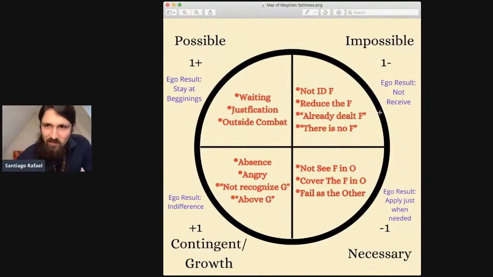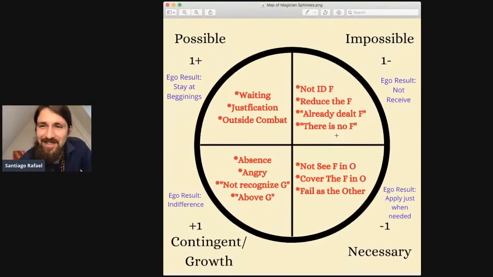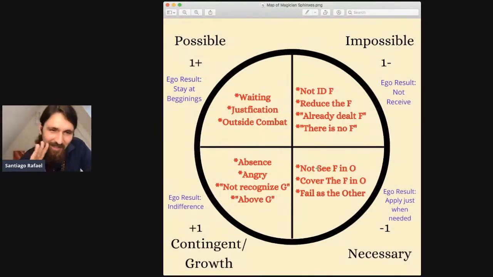not receive anything, any input from anybody, because I'm already perfect. And if I had to work on something, I already dealt with it, or it's very small, or it's about not being able to see it. Okay, those are the Sphinxes here.